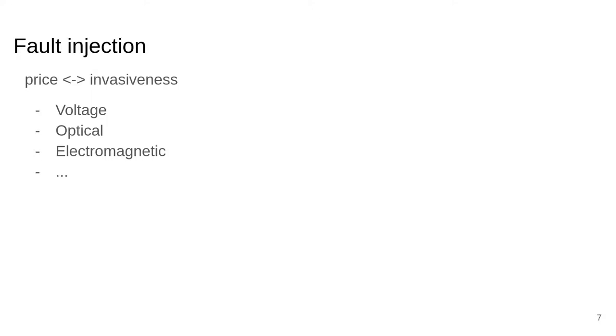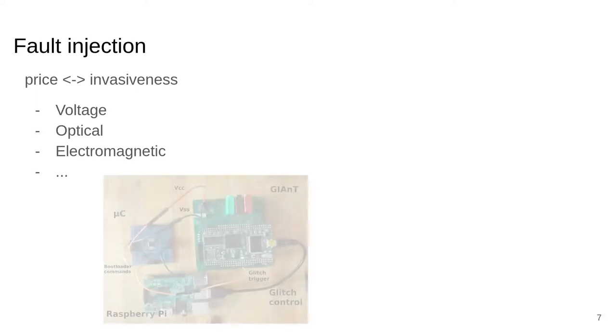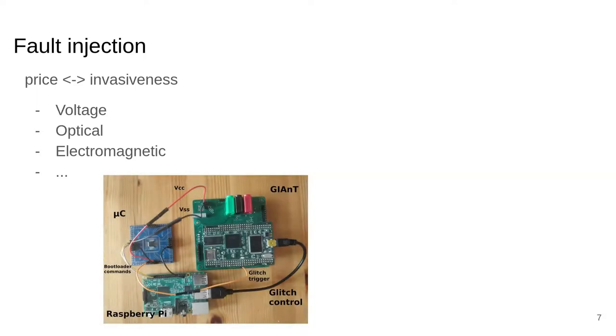So, fault injection techniques typically have to weigh up the cost versus the invasiveness. First of all, we have voltage glitching, which is what we opted for. It's very accessible, very cheap. The device we developed is open source hardware, and costs about $150 to assemble.